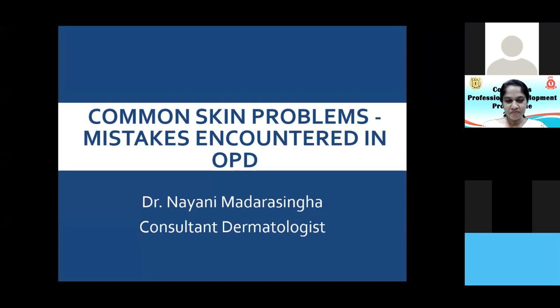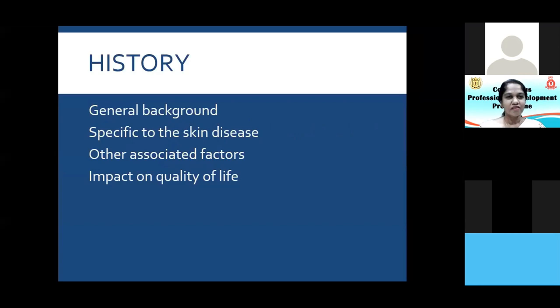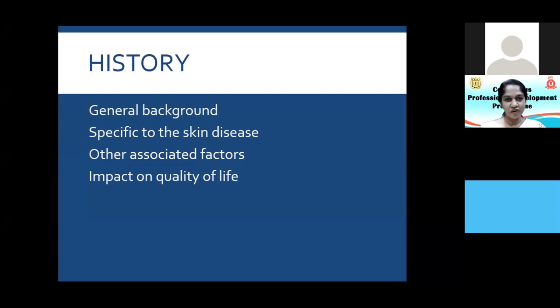Before going on to the individual cases, I would just like to give an approach to a patient with skin disease. Dermatology is a visual specialty, and skin diseases most of the time can be diagnosed by inspection. But sometimes this may be just the manifestation of an internal problem. Therefore, proper history taking and examination is important in order to arrive at a proper diagnosis. So the general background of the patient, and then the points specific to the skin disease, like any associated factors such as itching or burning sensation, and then the onset of the rash and how the rash has progressed. All these things are important. And then the associated factors.